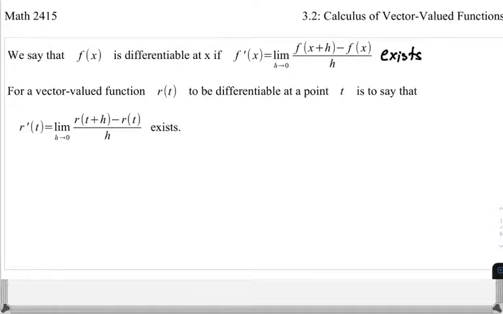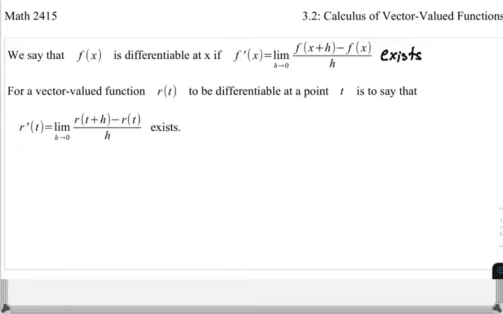Alright, this is going to be the first of two videos covering section 3.2. This is the calculus of vector valued functions. And so we're going to compare this with the derivative that we would have defined in calculus 1, where we did the limit definition of derivative.